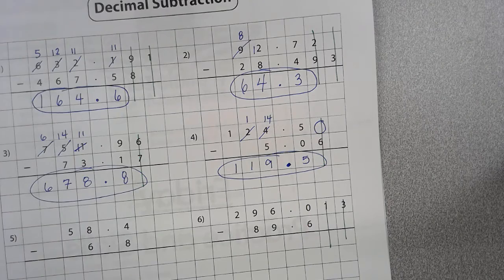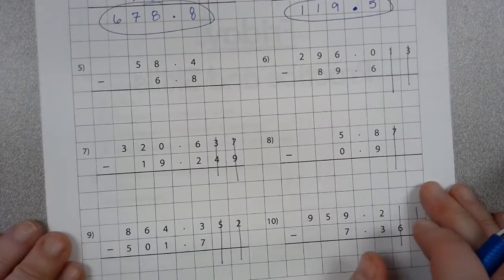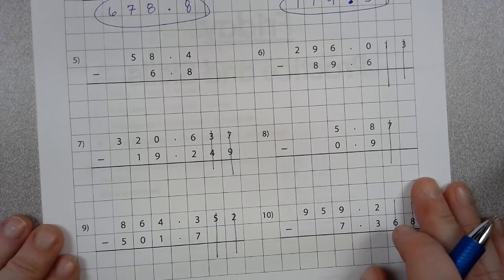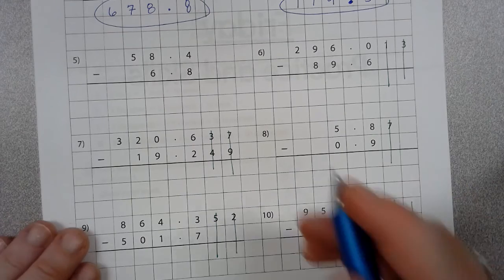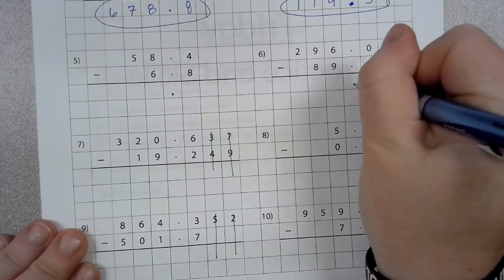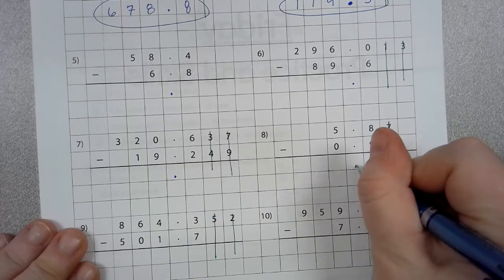All right. So what I want you to do is finish the rest of this, 5 through 10. Take your time. Just drop that decimal down, guys. Just drop it. That's all you got to do. Drop it.